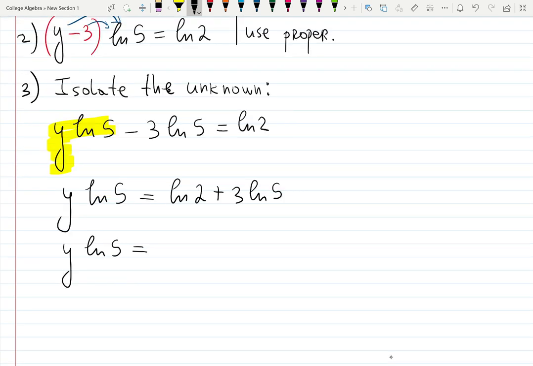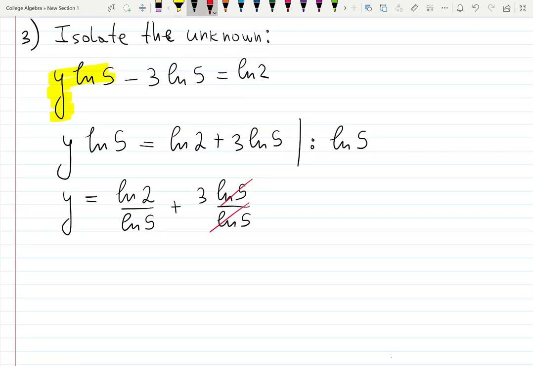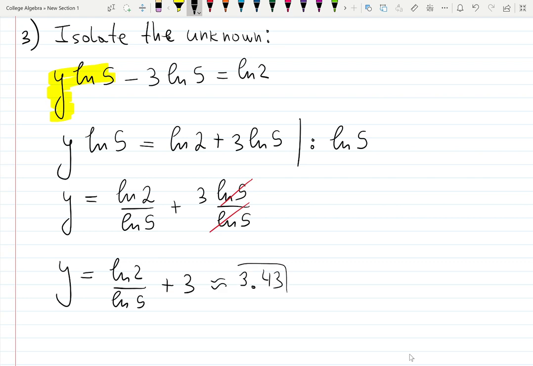I can actually write away, divide everything by ln 5. So I will have ln 2 over ln 5 plus 3 ln 5 over ln 5. ln 5 over ln 5, that's 1. So the answer is ln 2 over ln 5 plus 3. And that actually is a number. And the number is, if you use a calculator, 3.43. Very nice.